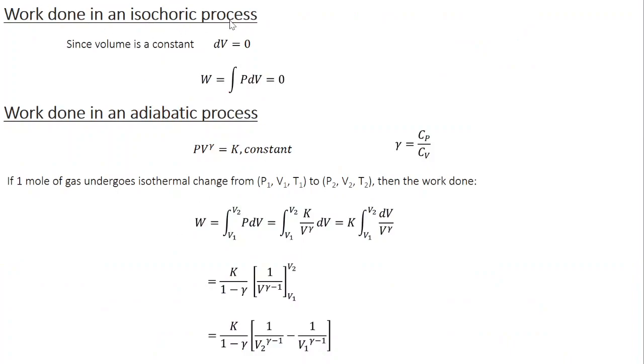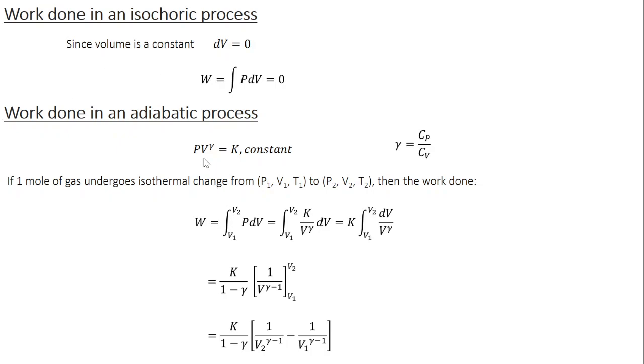Next one, isochoric process. I think we don't have to do a great deal of mathematics here because this is very straightforward. In the case of isochoric process, volume is a constant, which means change in volume dV is going to be 0. So work done, integral P dV, is going to be 0. So as I said earlier, work is always associated with a change in volume. If there is no change in volume, work done is 0. And last one, work done in the case of an adiabatic process.